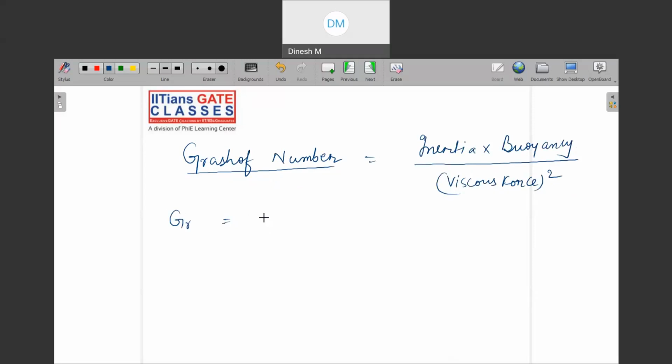This is equal to g beta delta T L cube upon mu square. Okay, we know about all of this. g is the gravitational constant, beta is the isobaric volumetric expansion coefficient, L is the characteristic dimension, and mu is the kinematic viscosity.